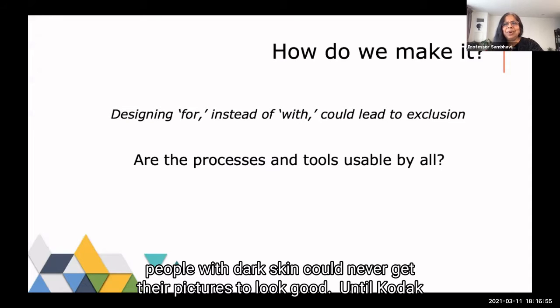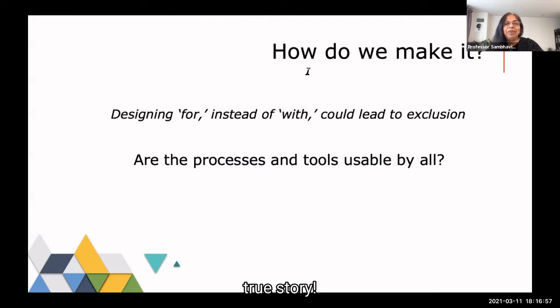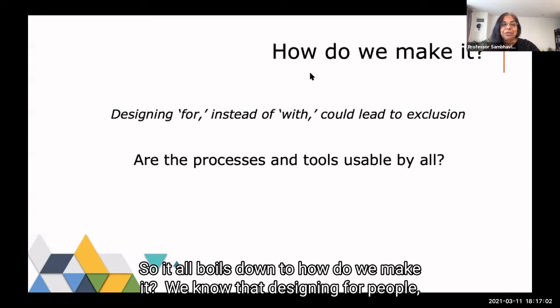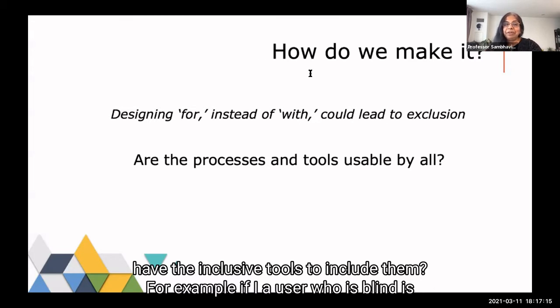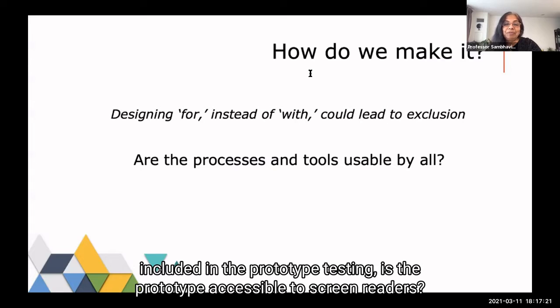So that all boils down to how do we make it? We know that designing for people instead of with people could lead to exclusion. But if we bring people in, do we have the inclusive tools to include them? For example, if a user who's blind is included in a prototype testing, is the prototype itself accessible to screen readers? Does the research protocol respect the needs of a person who's blind? If the answer to any of these questions is no, you can spot exclusion there.